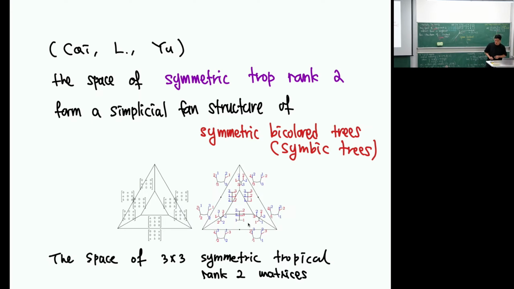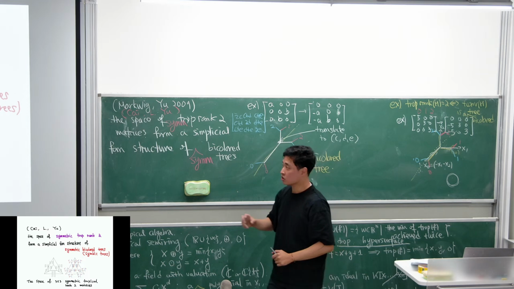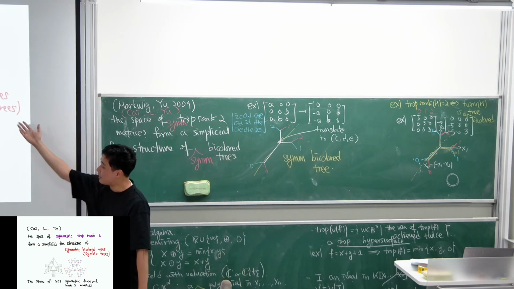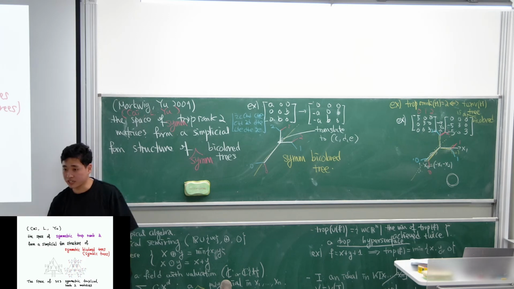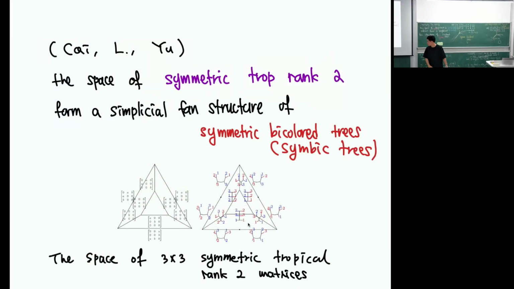Yeah. So our result says that the set of symmetric tropical rank 2 matrices forms a simplicial fan structure. Just like how it is constructed, you have some parameters there, A, B, and C, D, E. Just like that, you have some fan structure for this one because they depend linearly. So this is the diagram of 3x3 symmetric tropical rank 2 matrices. So you have some polyhedral structure like that.